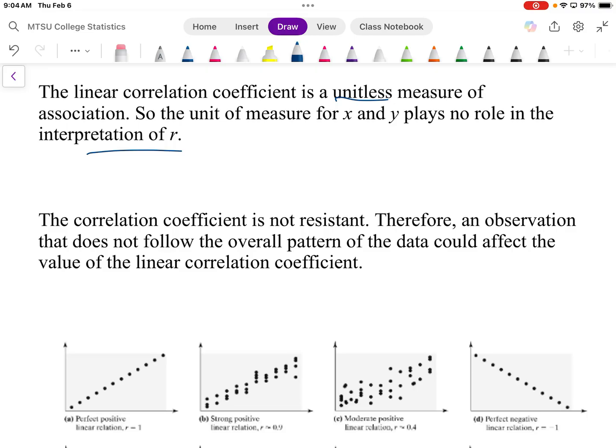When we have outliers, then they affect the correlation. Certain outliers in certain directions can make the correlation a lot stronger than it needs to be, or make it a lot weaker.